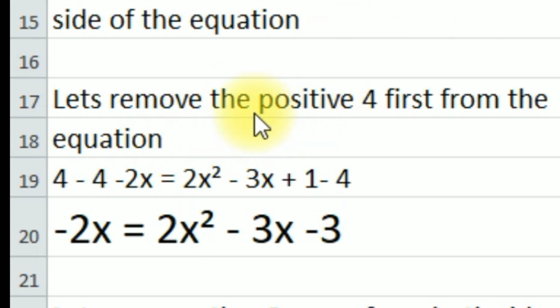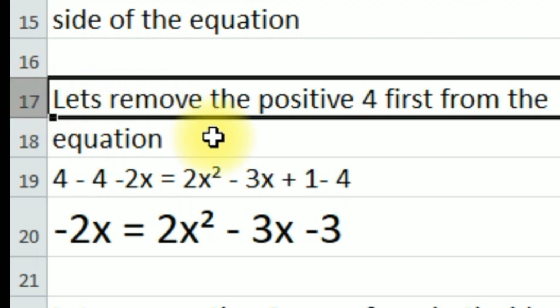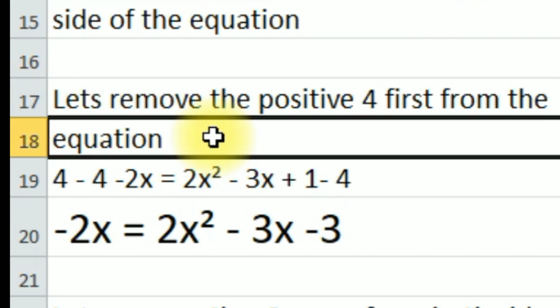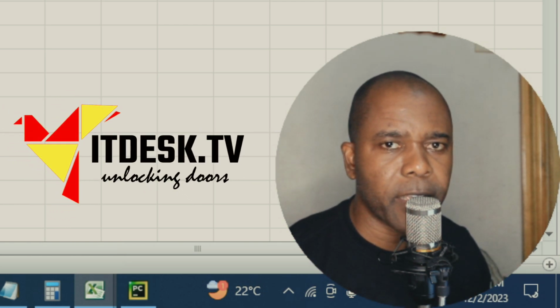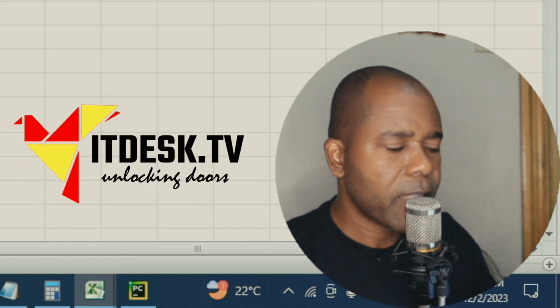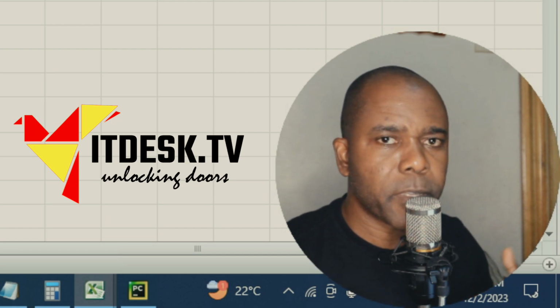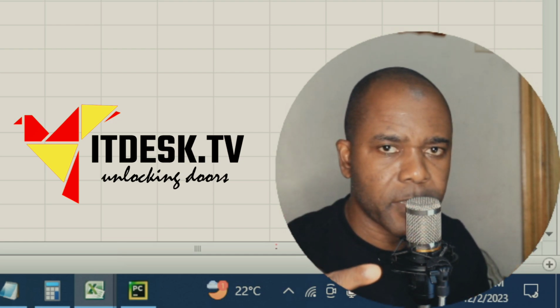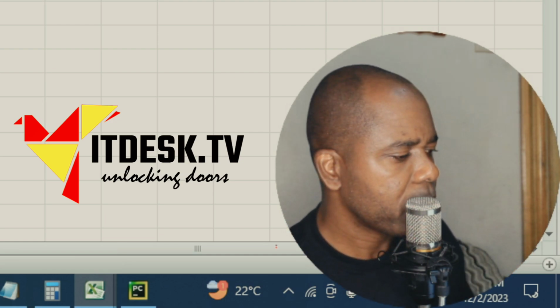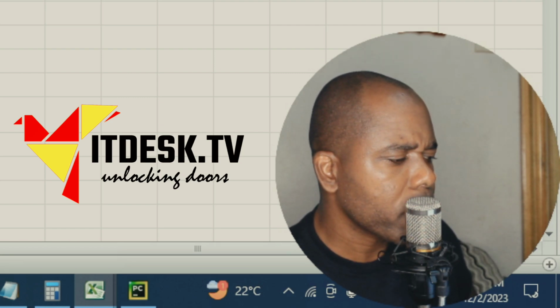We're looking at row 17 here. We're going to remove the positive 4. We're going to get rid of the 4. And I'm doing this piece by piece, step by step, because when I was doing CSEC back in the day, or CXC, that was the problem. If we jumped a step, someone would have missed it. So we're not going to do that here. Check it out. We're going to get rid of the 4 first.